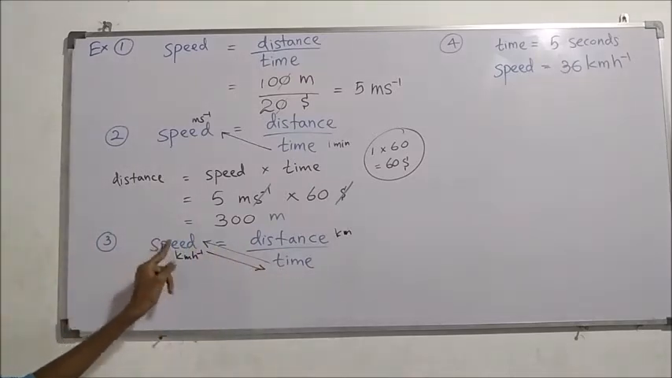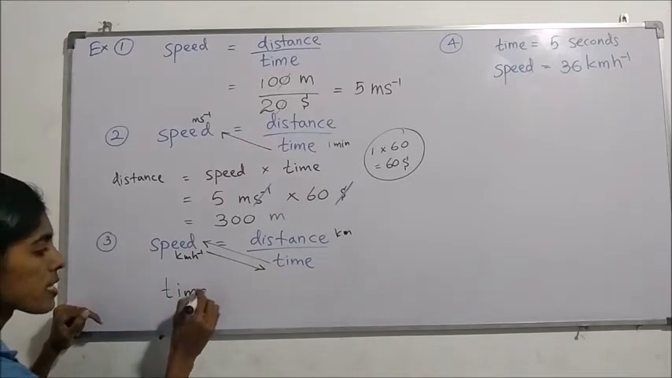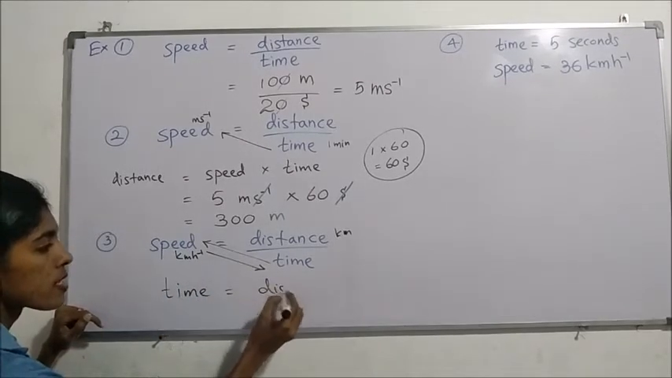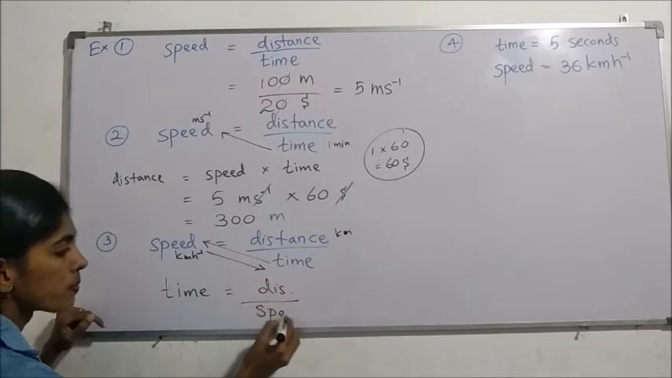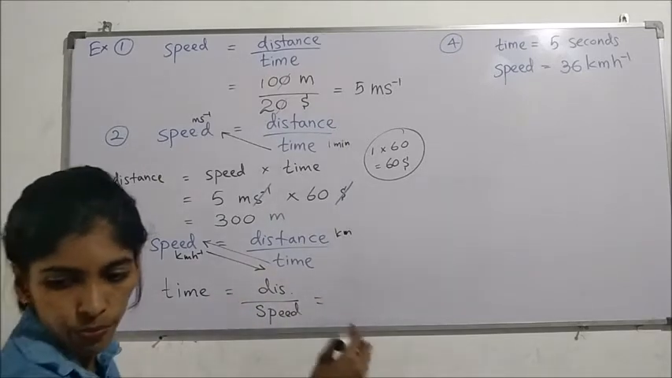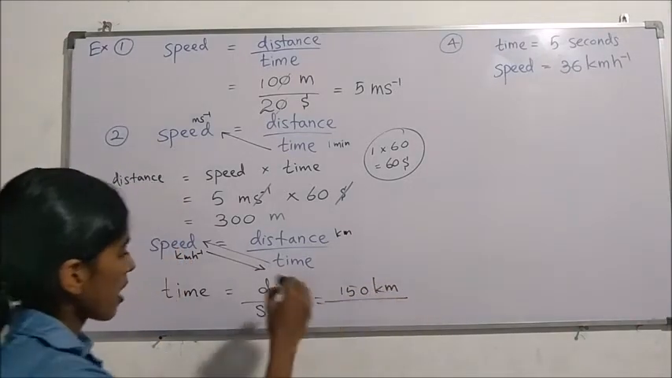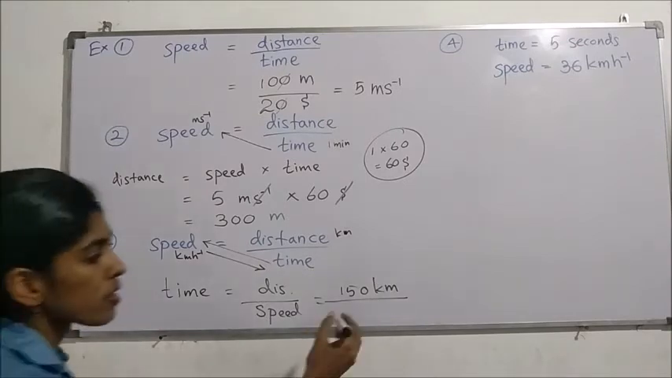Bring time to up and send speed to down. So our new formula is time equals distance divided by speed. What is the distance? 150 kilometers. And what is the speed?